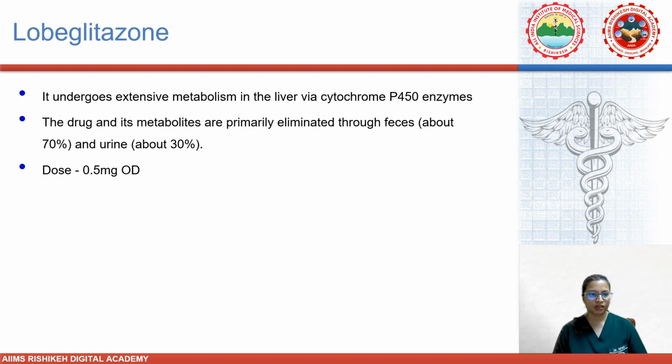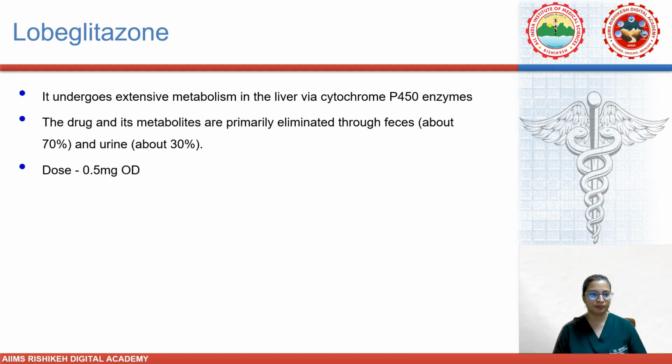Lobeglitazone undergoes extensive metabolism in the liver via cytochrome P450 enzymes. This drug and its metabolites are primarily eliminated through feces and urine. The usual dose of lobeglitazone is 0.5 mg once daily.